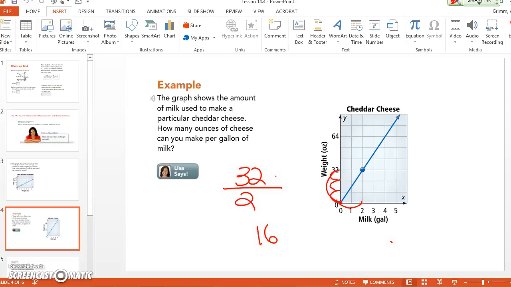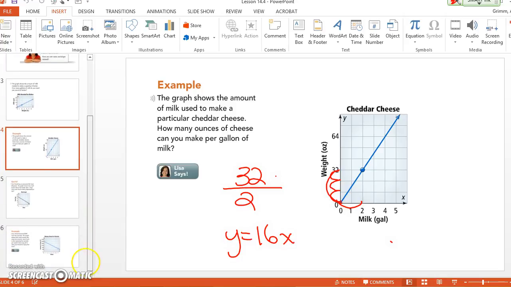Okay, so my answer here would be, how many ounces of cheese can you make per gallon of milk? You can make 16 ounces of cheese, which would be a pound, but if they ask for it in ounces, make sure you say ounces. Okay, and then how would I write this in an equation if I want to go one step further? Sophia? Very good.